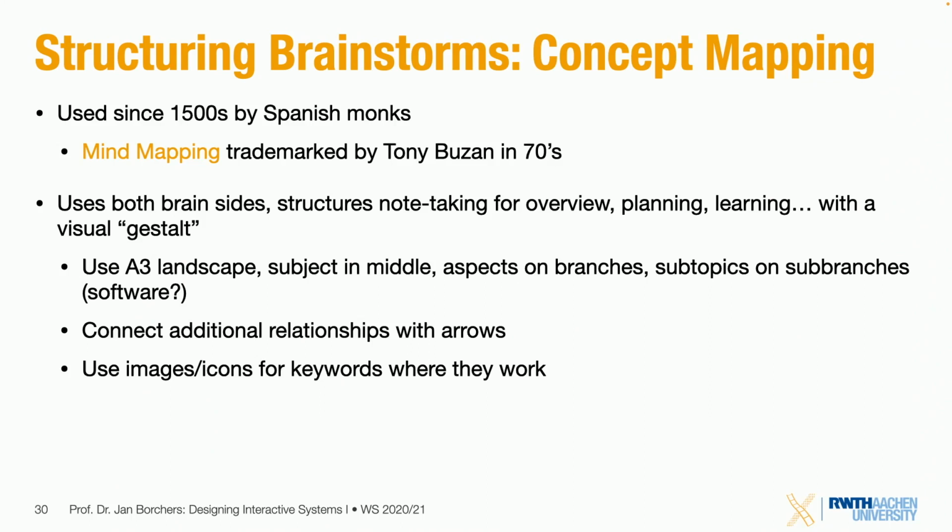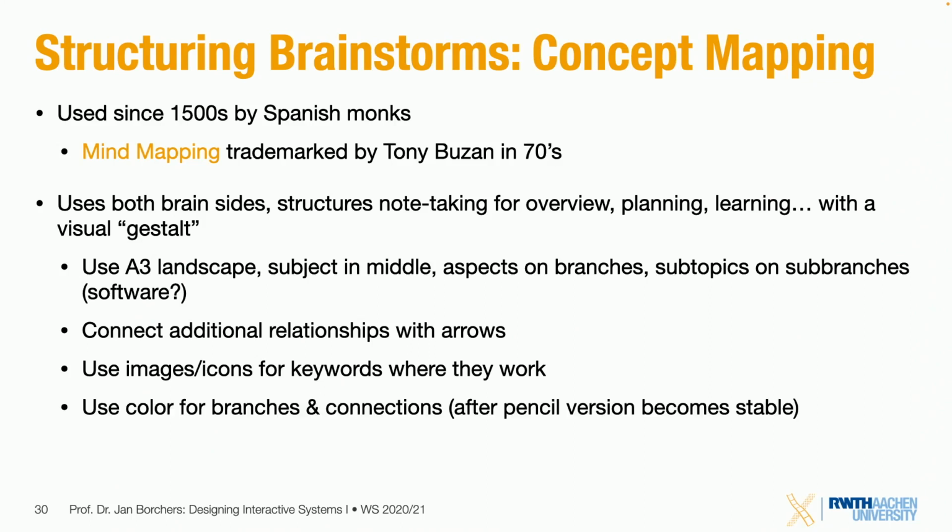We'll get to how to do that in just a few minutes. And to use colors. For example, different branches can be different colors. Connection types can be different colors. After your sort of pencil version of a concept map has become kind of stable.